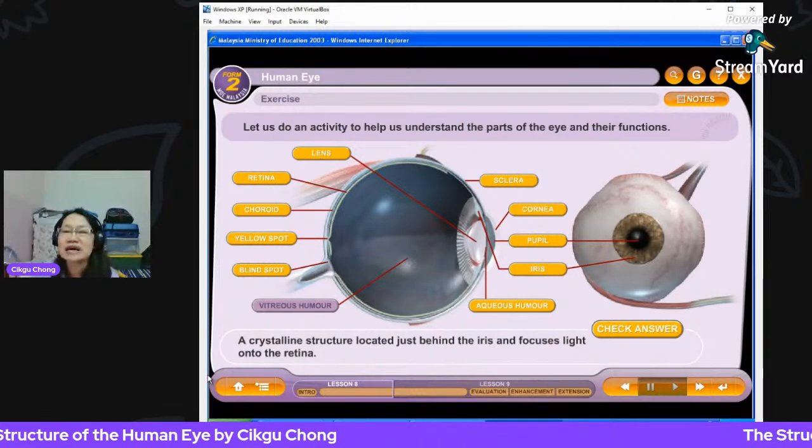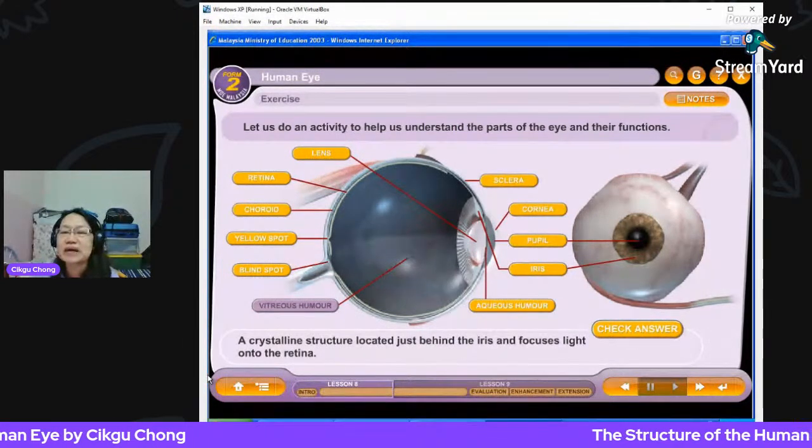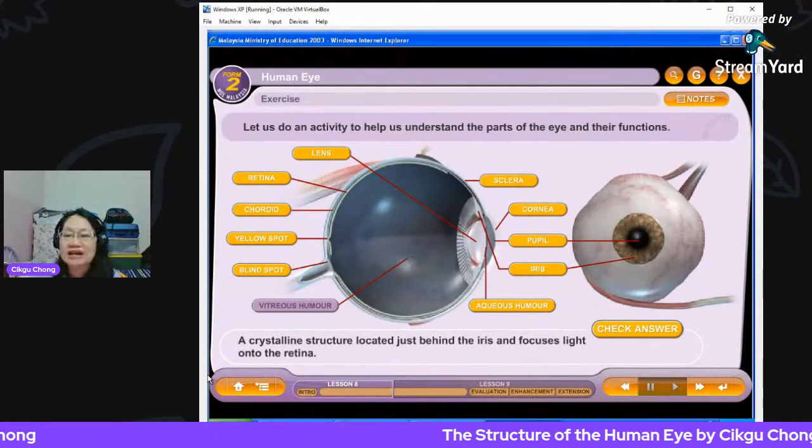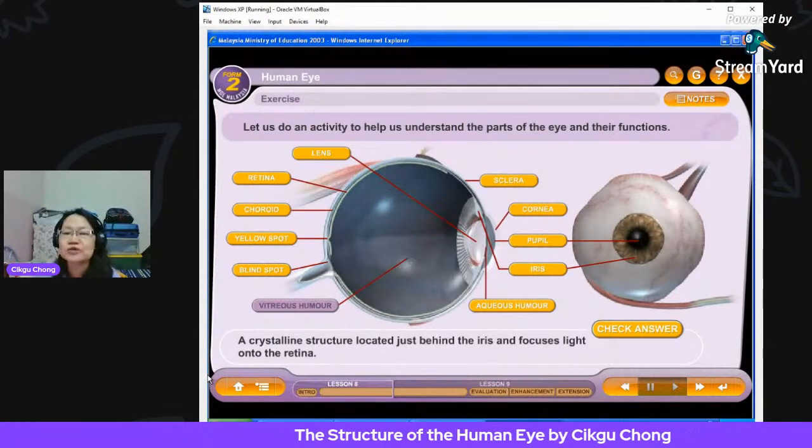Damia, your vitreous humor is correct, but your spelling is missing one R. Okay, your spelling mistake here. Damia, don't forget your R, V-I-T-R-E-O-U-S. So the spelling is a little bit wrong there.